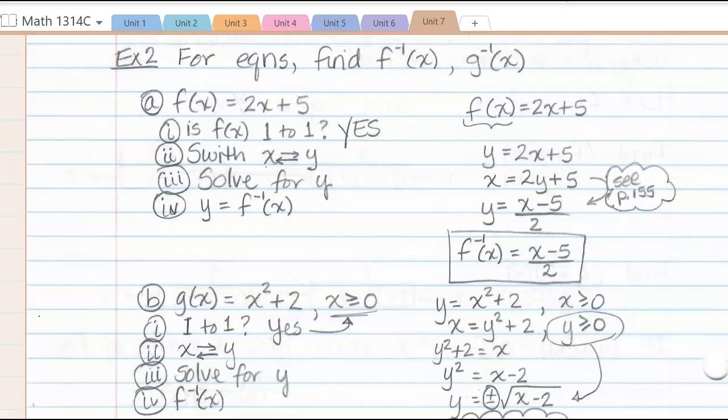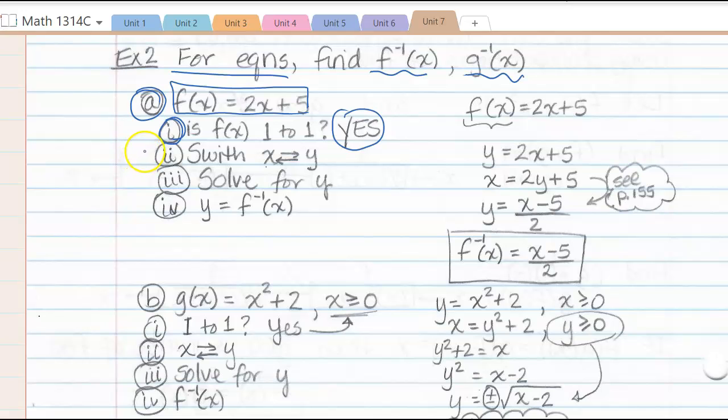For example number 2, what if they gave us equations and our job is to go find the inverse of f of x and the inverse of g of x? We're going to do these separately. So here's f of x. We have f of x is equal to 2x plus 5. First question: is it one-to-one? Because f of x is linear, we know the answer is yes, it is one-to-one.